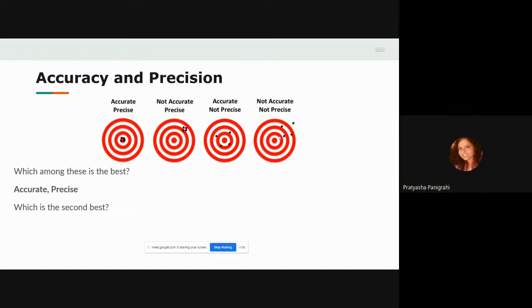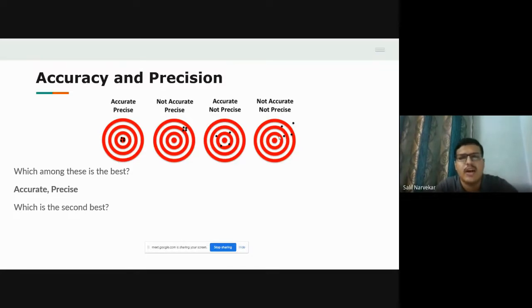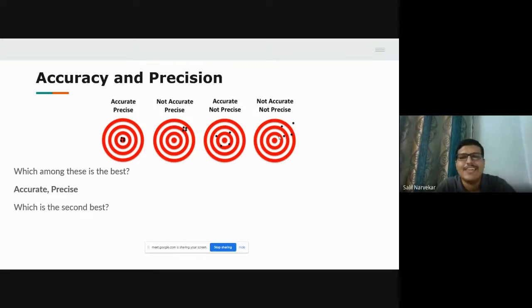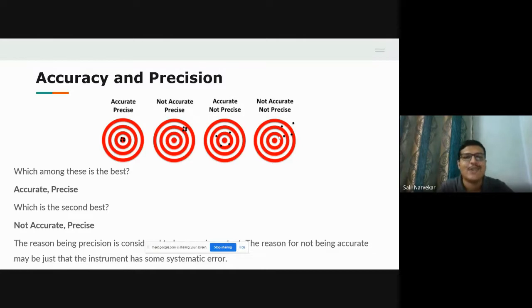You had some other answer. You could go ahead and give your reasoning behind that. Sir, I thought the second one must be accurate and not precise, because we need the correct answer as a better priority. This is the same thing which I used to think. But when we talk about Six Sigma, if you remember from your lecture earlier, we talk about lowering the variation, right? So the measurements should be as close as possible. That's the goal in Six Sigma. And so for that reason, not accurate and precise is considered the second best thing.